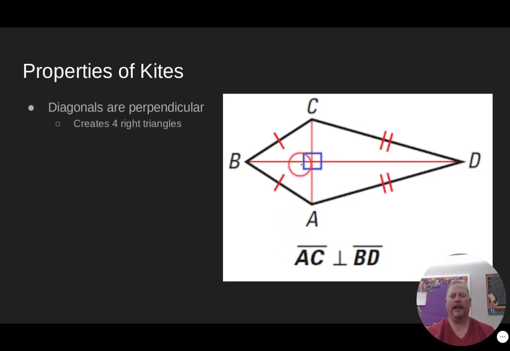So one aspect of that is that it creates 4 right triangles. All 4 of these triangles in here are right triangles. And hopefully you should know that if you see right triangles, there's a possibility that you're going to be using the Pythagorean theorem to find some of the lengths.